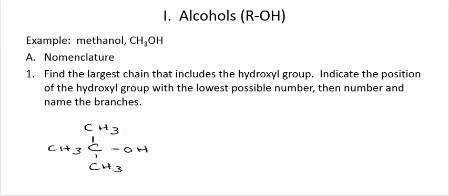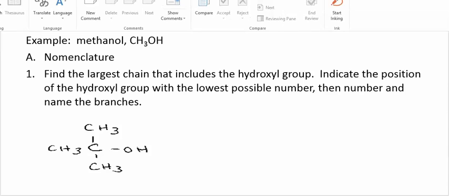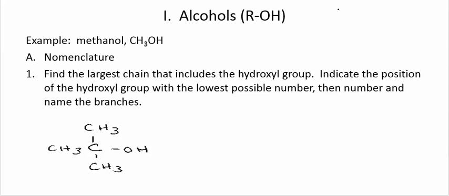The nomenclature, we're going to find the longest chain that includes the hydroxyl group. And we want the hydroxyl group to have the lowest possible number. So here's an example of an alcohol. I want to find the longest chain with the OH. So the longest chain is a 3-carbon chain. We have a substituent on carbon 2. So we're going to name this substituent just like before, 2-methyl.